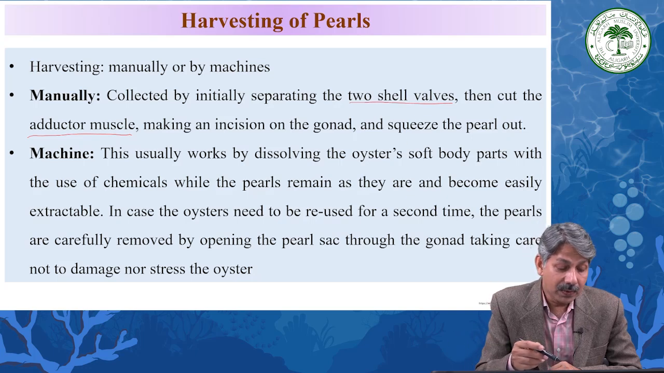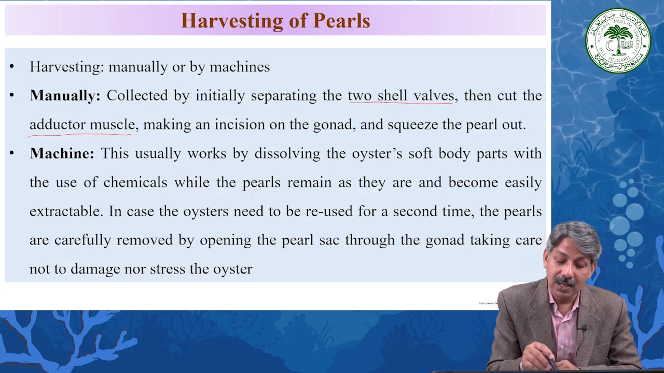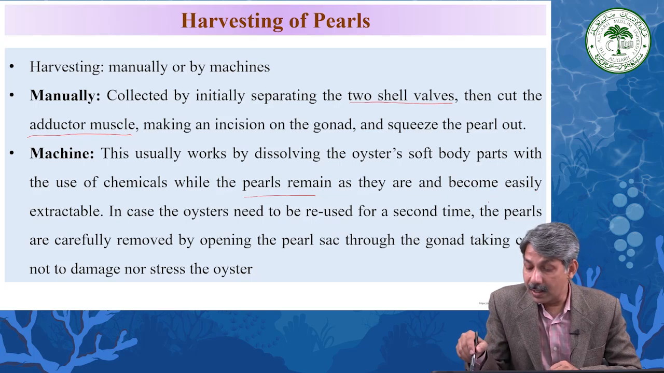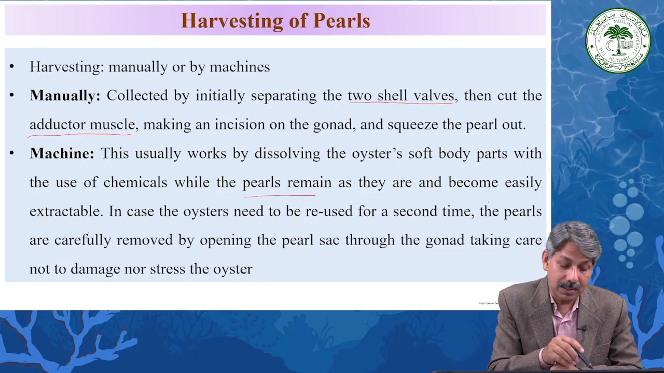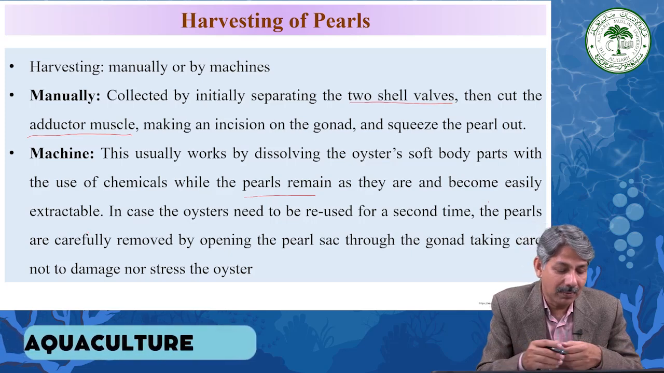By machine, how can we do it? This usually works by dissolving the oyster's soft body parts with the use of chemicals, while the pearls remain as they are and become easily extractable. When other soft tissues are dissolved, then of course the pearl will remain.